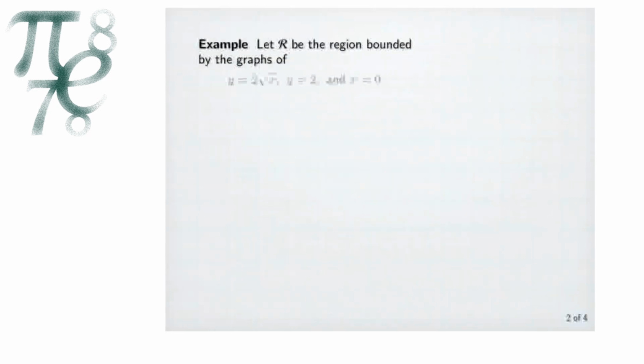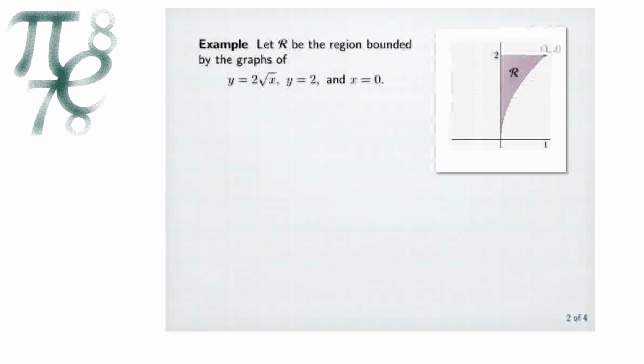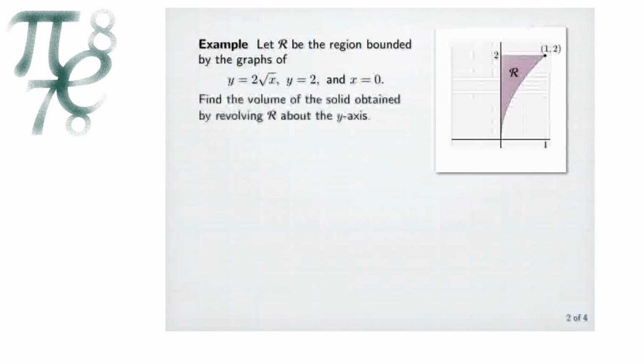Example. Let R be the region bounded by y equals 2 times the square root of x, y equals 2, and x equals 0. A picture of the region R is shown there on the right. Notice that y equals 2 and y equals 2 times the square root of x intersect at the point (1, 2). We want to find the volume of the solid obtained by revolving R about the y-axis. So let's revolve the region and see what the solid looks like.